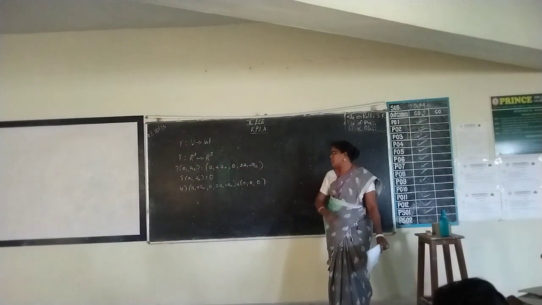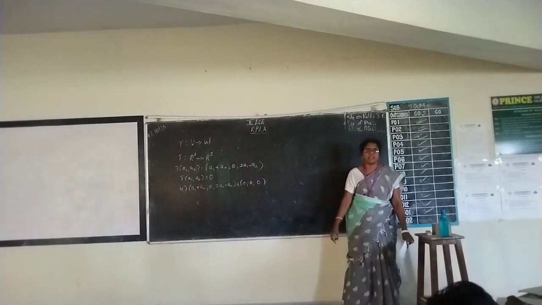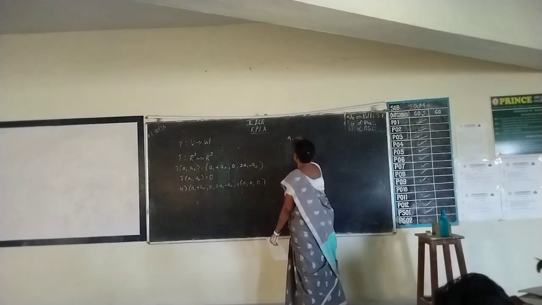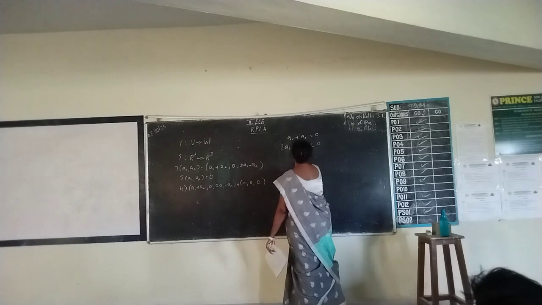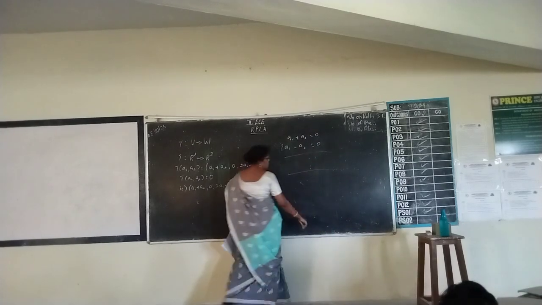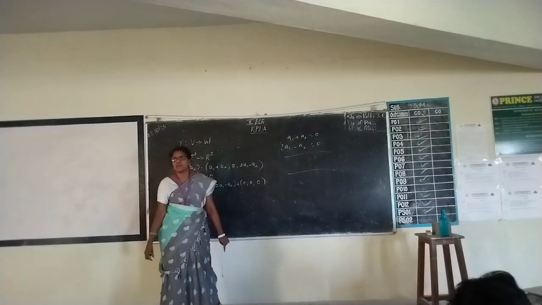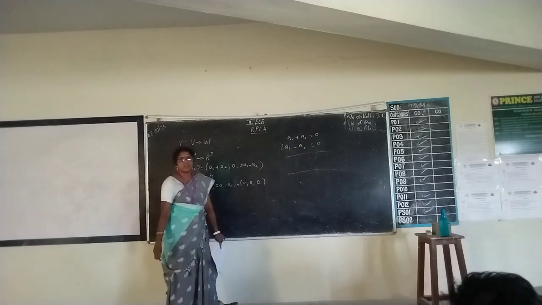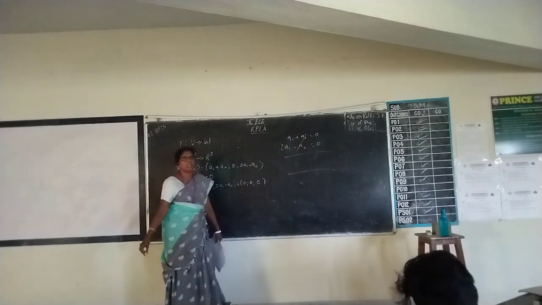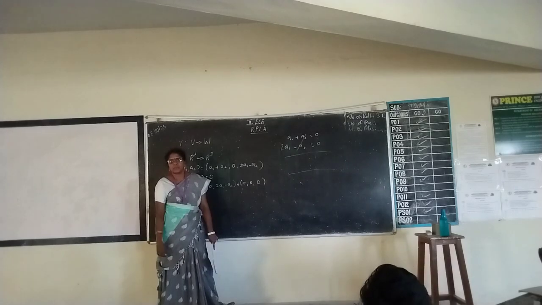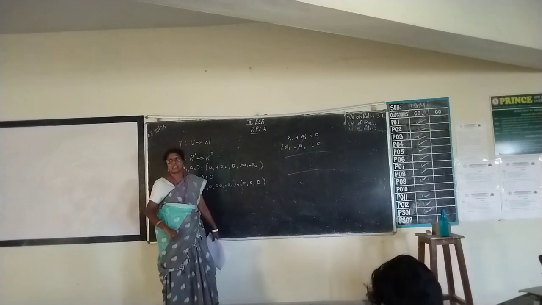Now what will be the values for A1, A2? Two simultaneous equations you are having. A1 plus A2 equal to 0. 2A1 minus A2 equal to 0. Solve. When it is not solvable, we can go for trial and error. What happened? A2 cancels out. What happened to A1? 0. So if A1 is 0, what is A2?